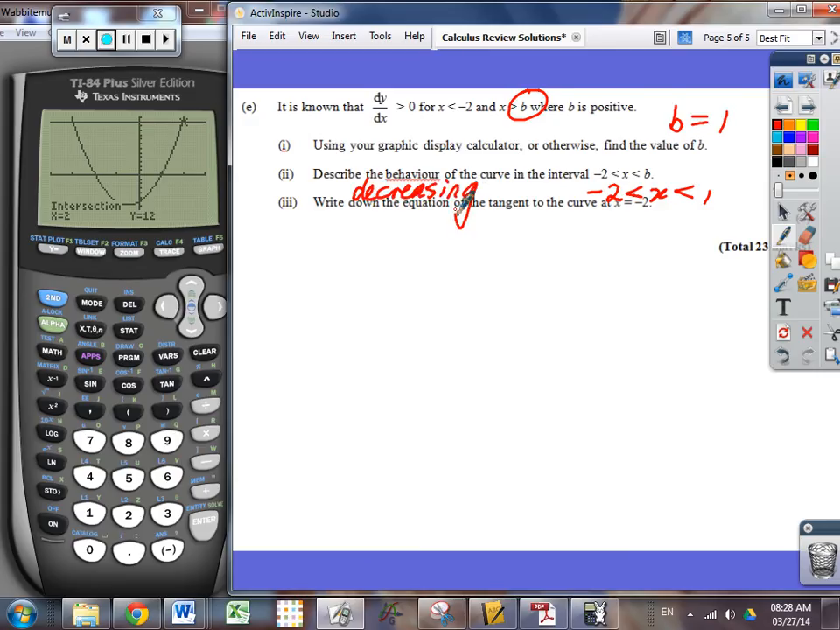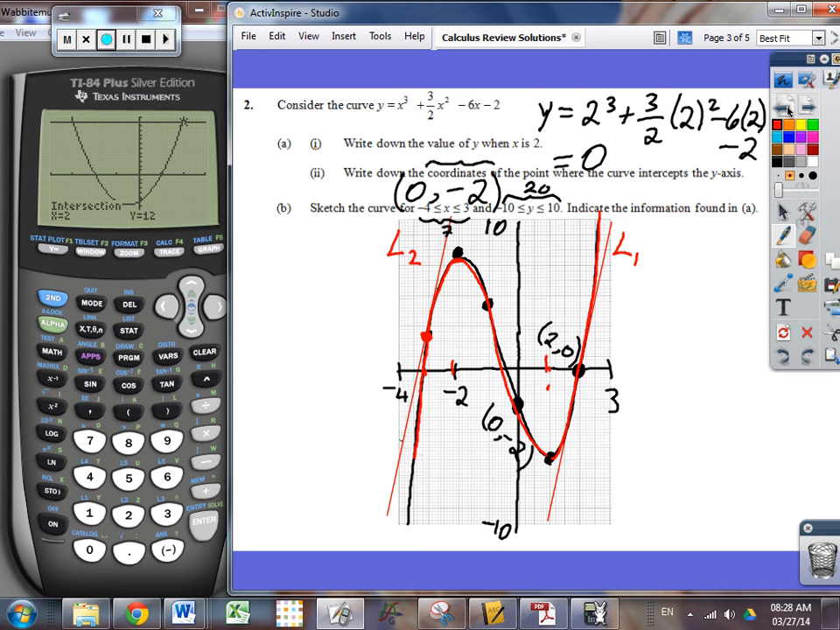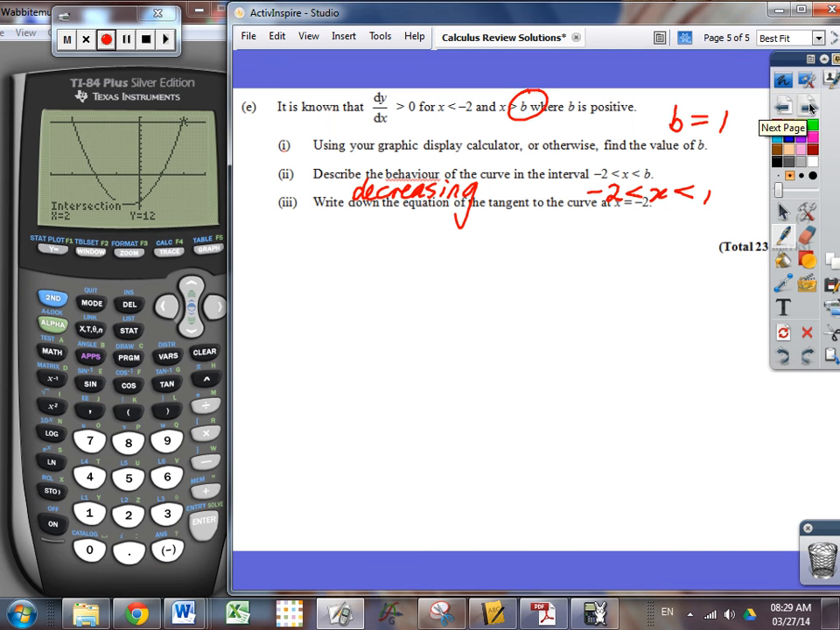And part III, write down the equation of the tangent to the curve at x equals negative 2. Now have a look at our diagram. X equals negative 2. This is not a point that we have been dealing with previously. This is a brand new point, and we're finding the tangent at that point. We need to find the equation of that tangent. So ignore line 1 and line 2. They're in the past. We're dealing with an x value of negative 2, and we're trying to find the equation of the tangent. We need two pieces of information. Let's find the slope, and let's find the point.